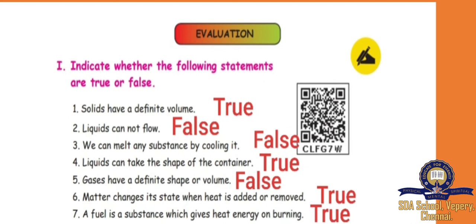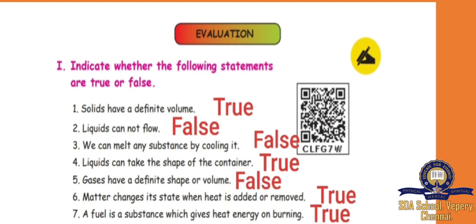Fourth one: liquids can take the shape of the container. True or false? Yes, liquids take the shape of the container. If we pour oil in a container, it takes the shape of that container. If we take water in a glass, it will take the shape of the glass. So the answer is true. Next, fifth one: gases have a definite shape or volume.